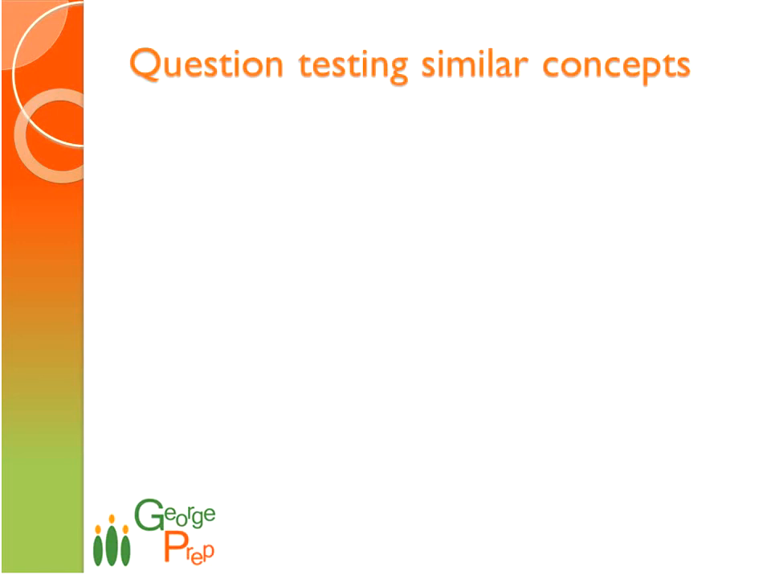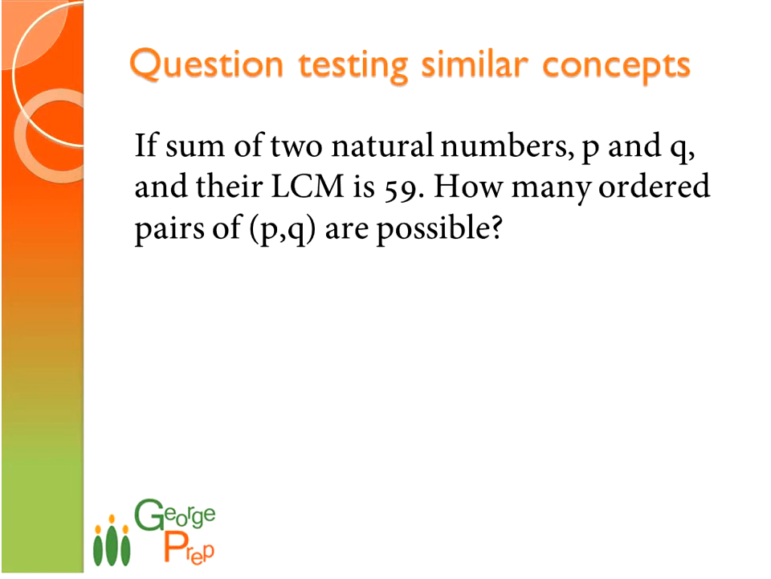Now let's look at another question which involves a similar concept. I'm not going to discuss the question. The question goes like this. The sum of two natural numbers p and q and their LCM is given as 59. How many ordered pairs of p comma q are possible? Try solving this question. The answer for this question is 10 ordered pairs.